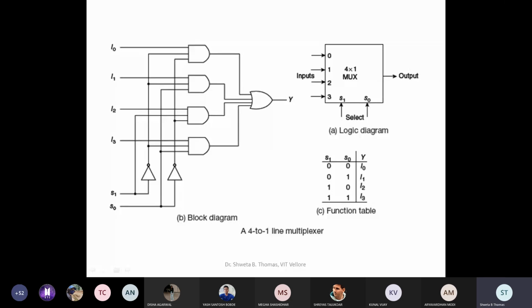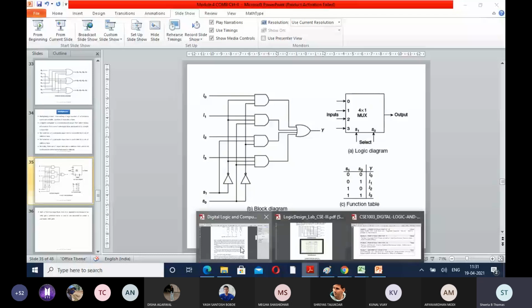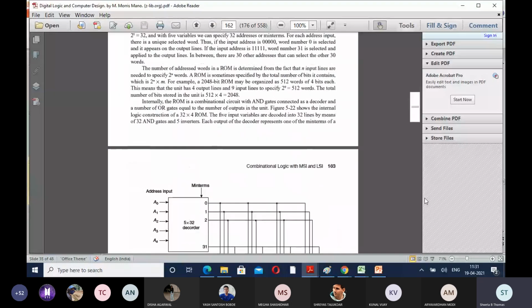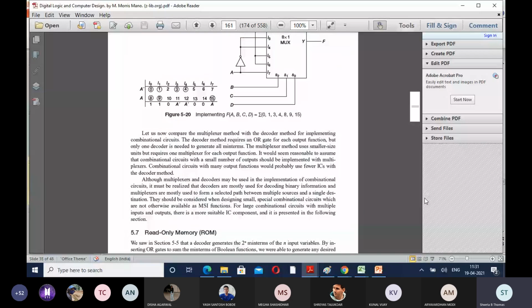All modules? Sorry? Numericals. Numerical. Morris Mano, okay, let me share the book first. Wait. Yeah, which type of numerical I am asking you? Can you see this book? Is it visible to you?